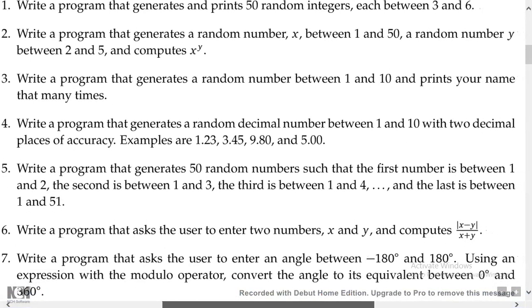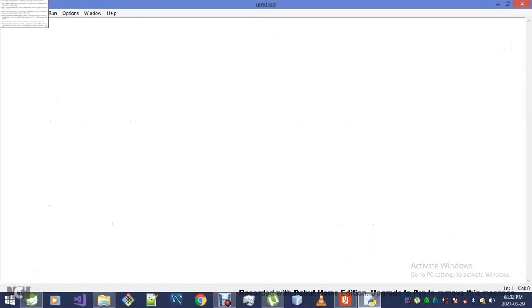Okay, I've got to write a program that generates a random decimal number between 1 and 10 with 2 decimal places of accuracy. Examples are given to us, as you guys can see. Without any waste of time, let me jump onto my IDE. First things first, I'll have to import the random module. I'd have to import this method from the random module.